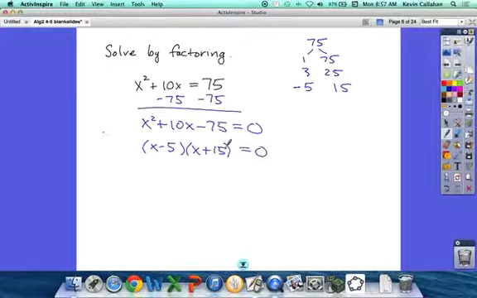Set each factor equal to 0. x minus 5 equals 0. x plus 15 equals 0. So x equals positive 5. x equals negative 15.